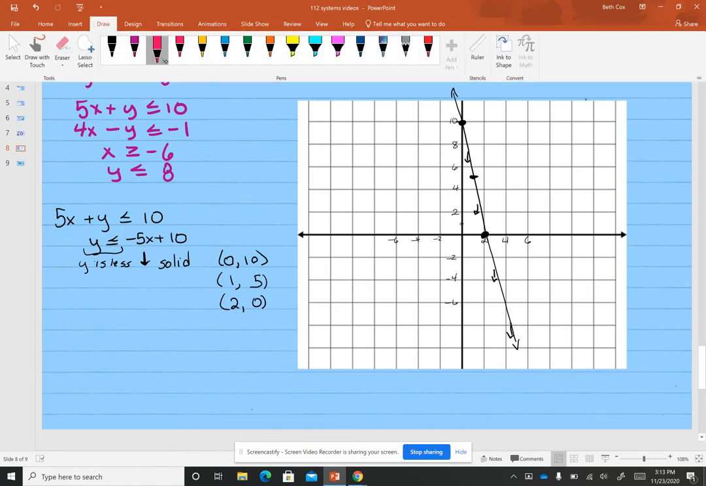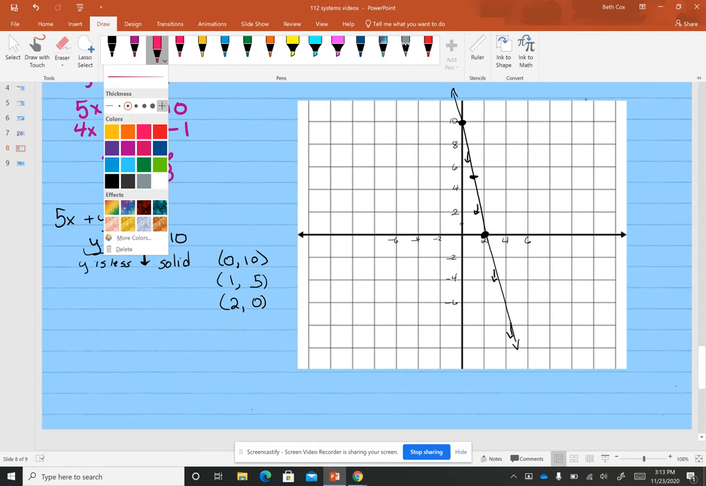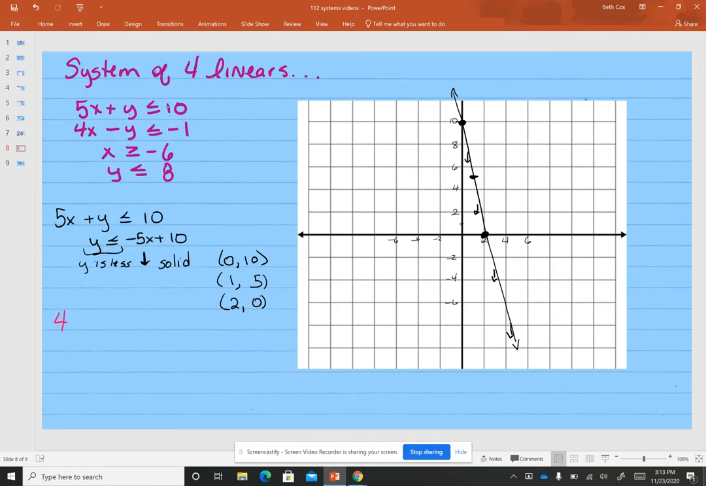Okay, so now my next one I'm going to do is 4x minus y is less than or equal to negative 1. Okay, again, I'm going to rewrite it so that it says y. So I'm going to subtract 4x on both sides, just kind of like I did last time. But this time, it doesn't turn out quite the way I did before. I have a negative on that y, so I'm going to have to divide through by my negative 1 all the way down. And that's going to force a flip.